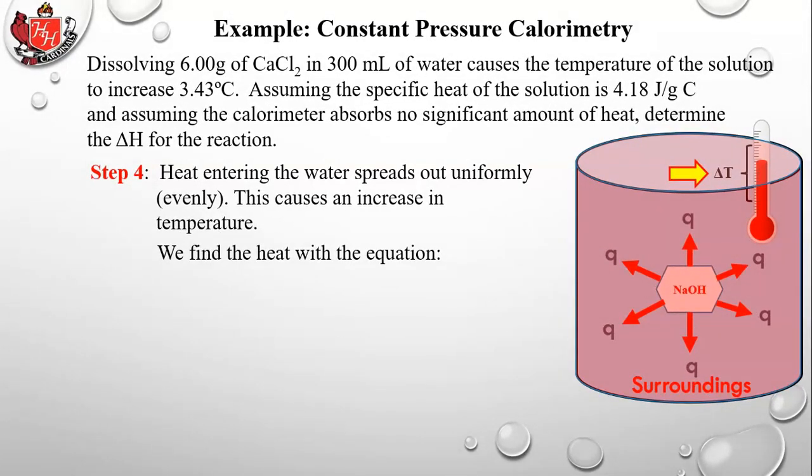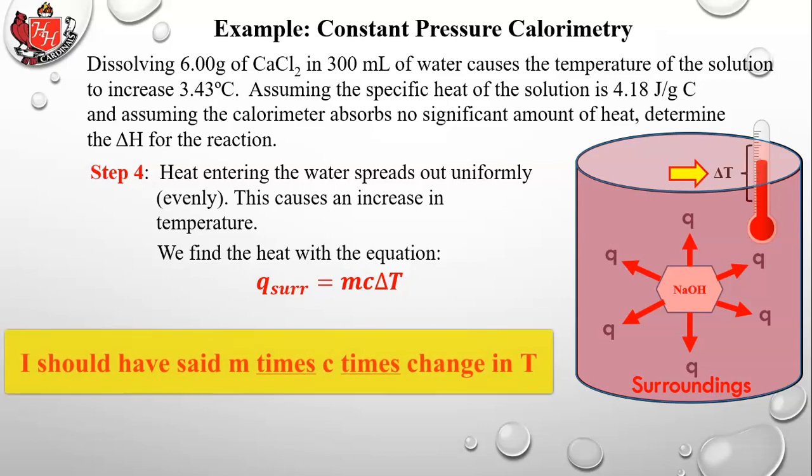Step 4. The heat entering the water spreads out uniformly, that means evenly. This causes an increase in the temperature. So we can find the heat from the formula. Q of the surroundings, because we're measuring the heat of the surroundings, equals the mass of the surroundings times the specific heat times the change in temperature. And so now we're going to plug in the numbers.